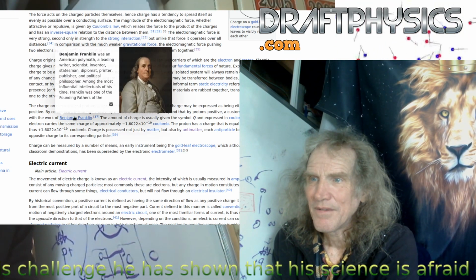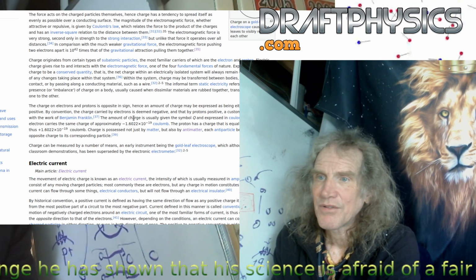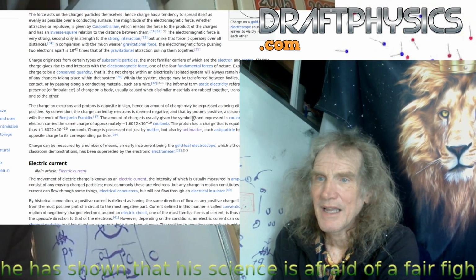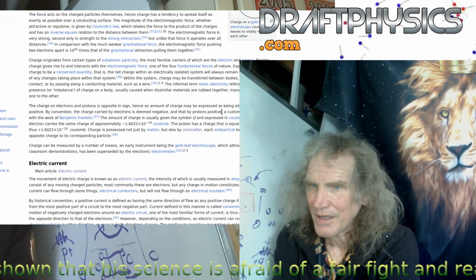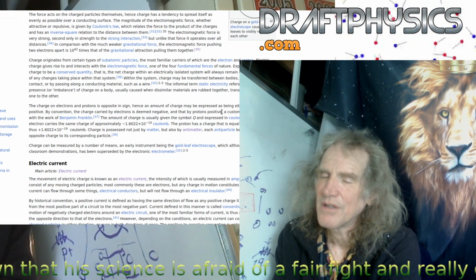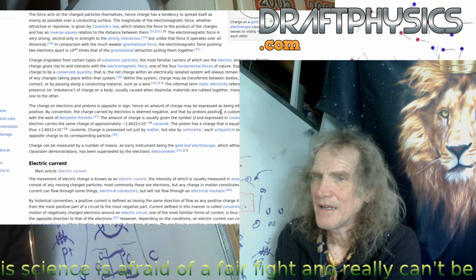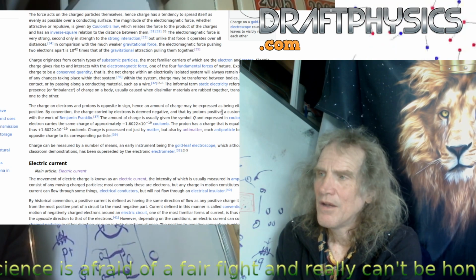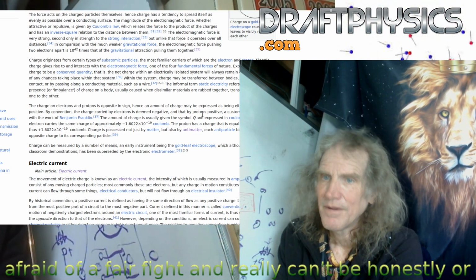By convention, the charge carried by electrons is deemed negative, and the protons positive. And again, this is the wrong way to think about it, because all you're doing is changing the number of electrons. So there's no point in calling the electron negative and the proton positive. All you're really talking about is the pressure is positive or negative.